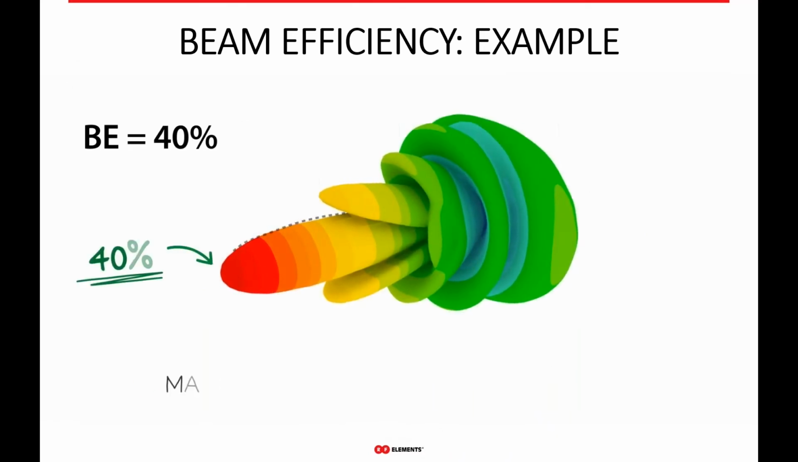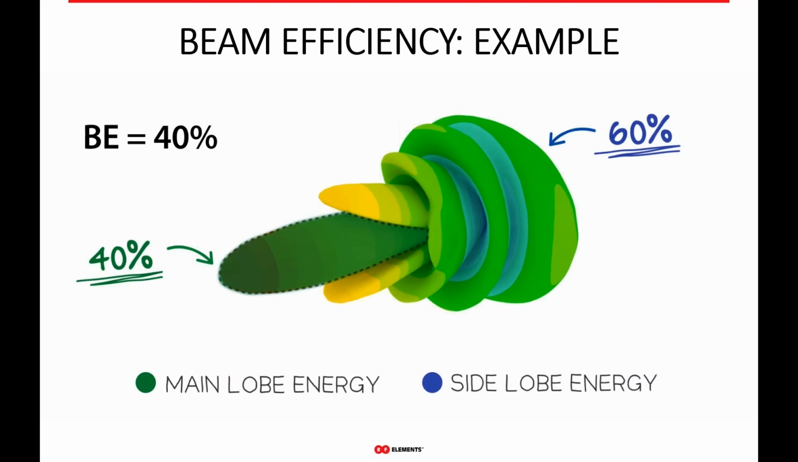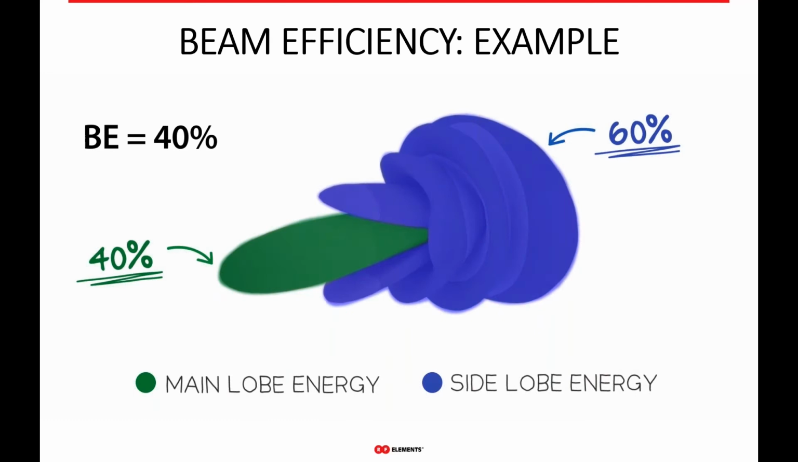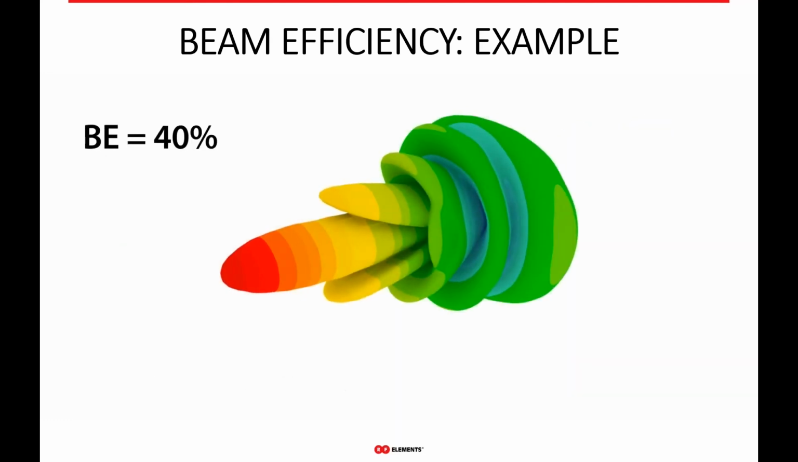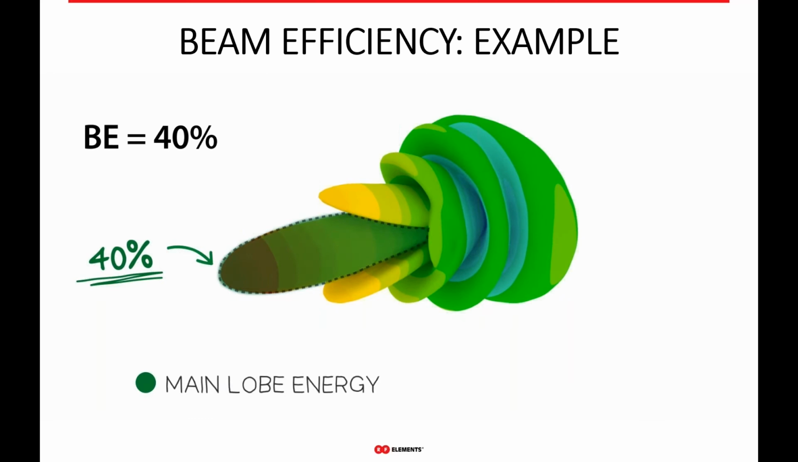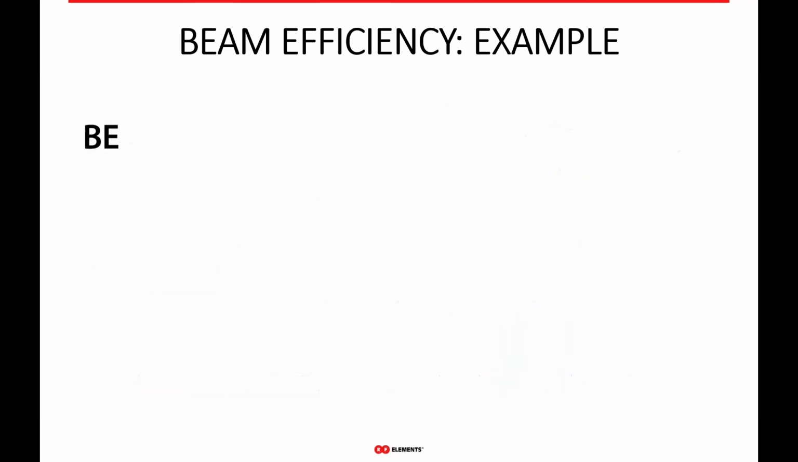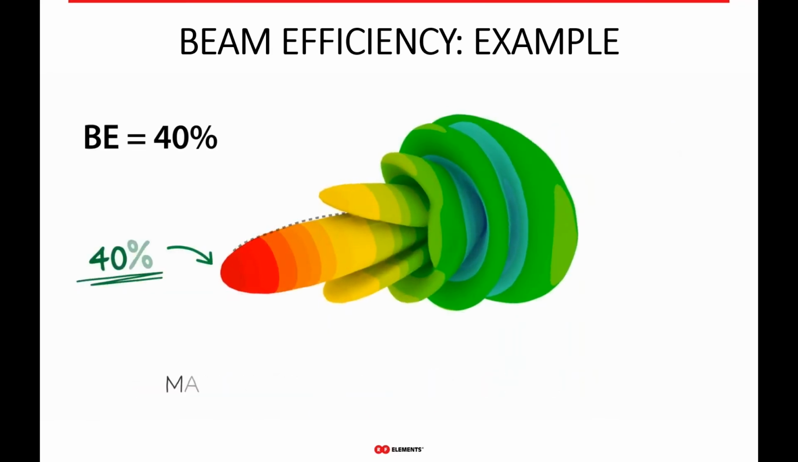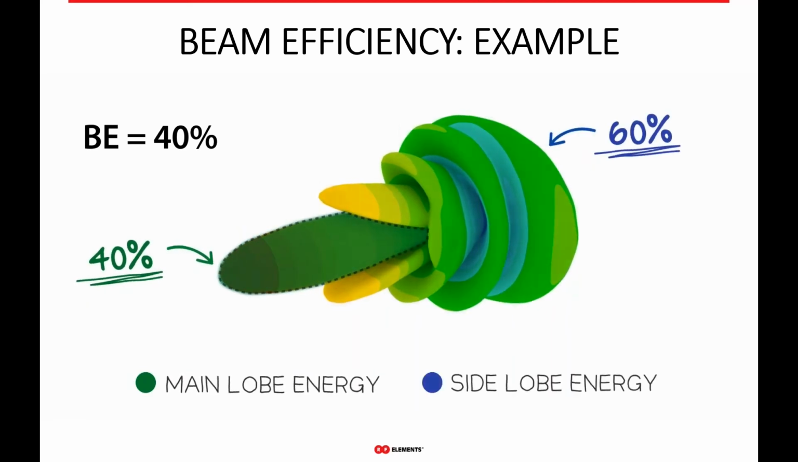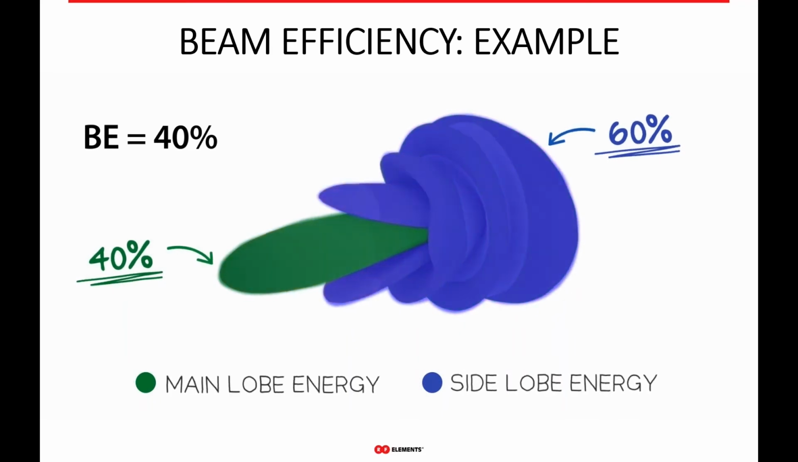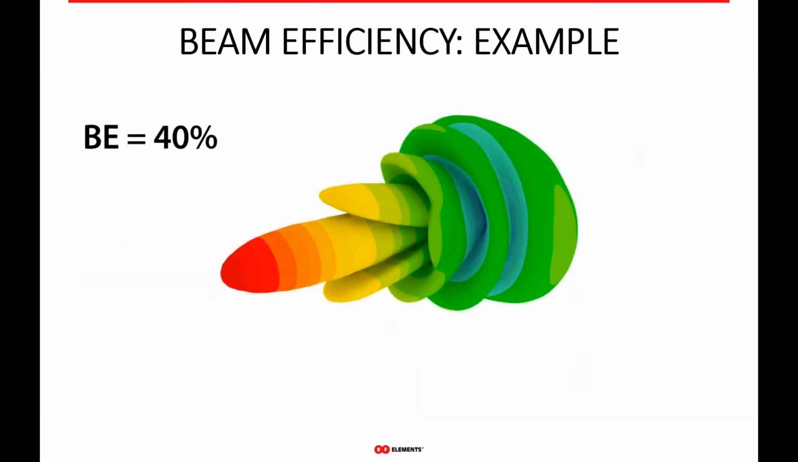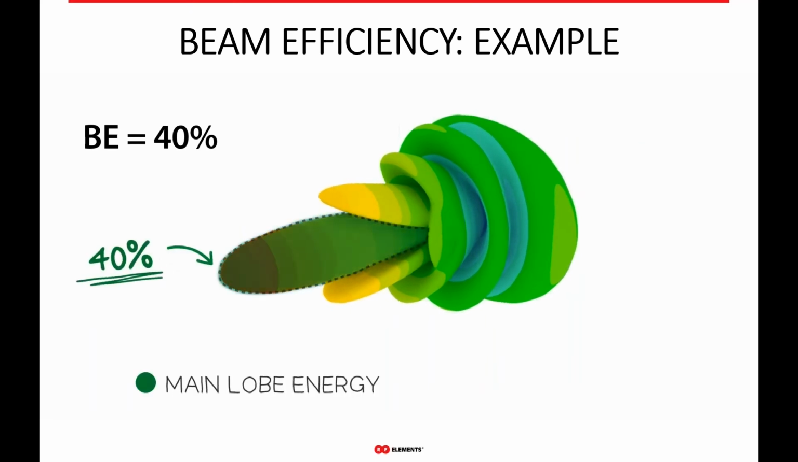To give you a practical example, here you see the radiation pattern of a generic parabolic dish antenna. It has a beam efficiency of about 40%. This means that 40% of the power the antenna radiates goes into the main lobe. So, what happens to the remaining 60%? That remaining energy goes everywhere else. Since everything is outside the main lobe, it's really a side lobe, and it creates a lot of noise and a lot of waste.